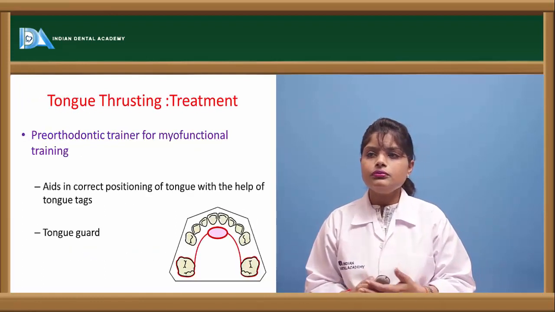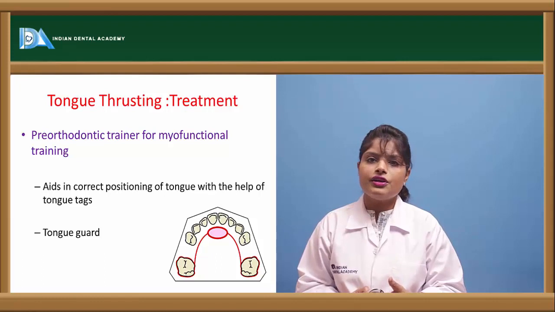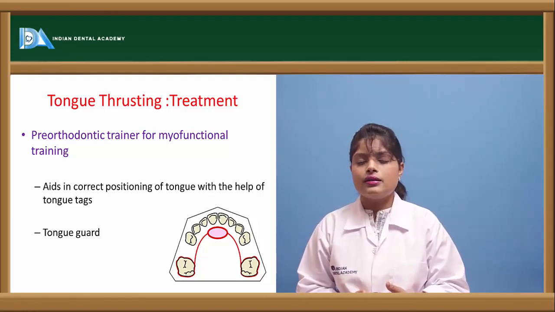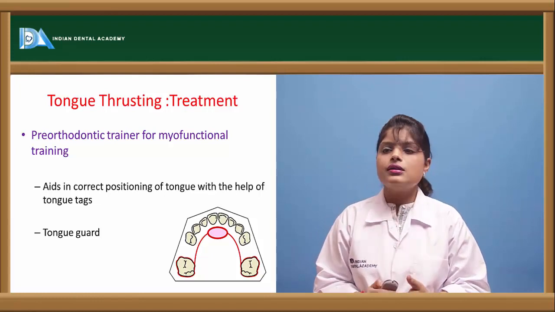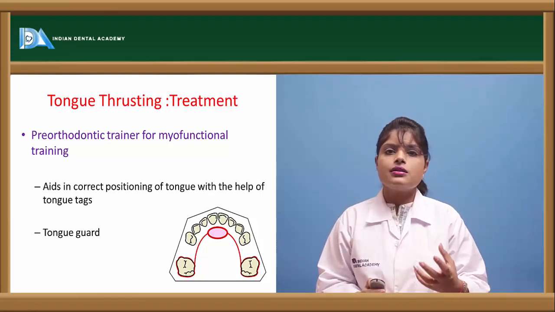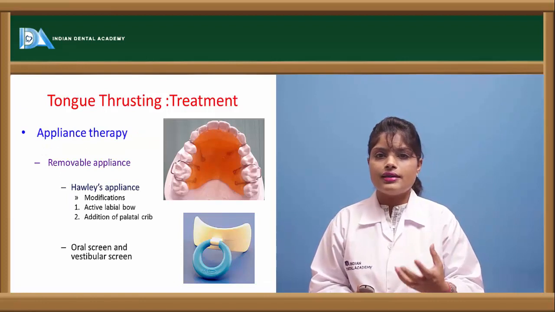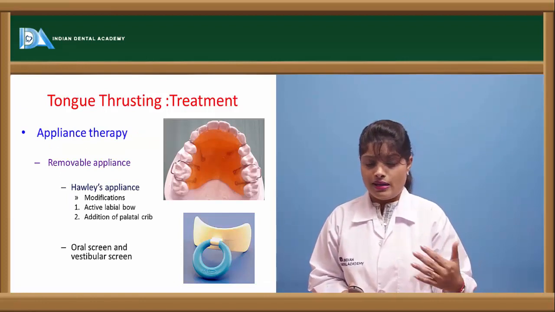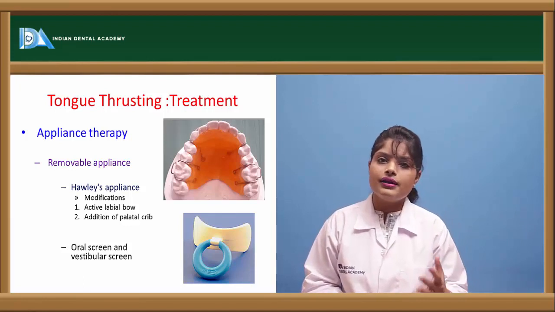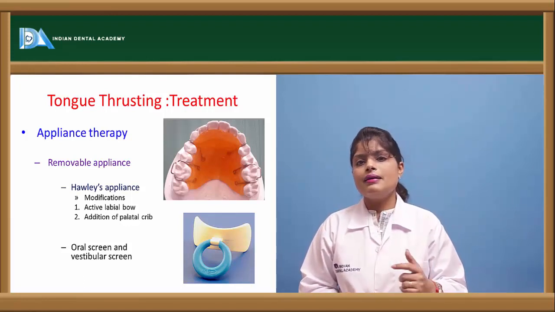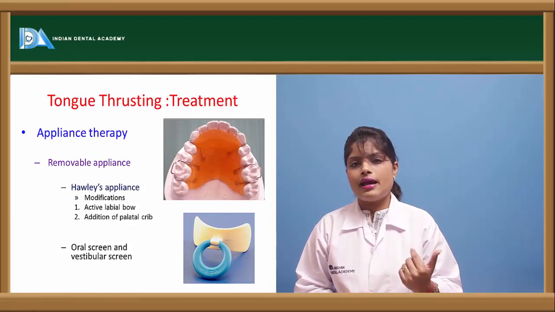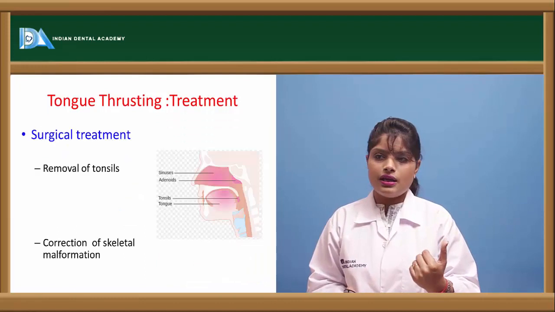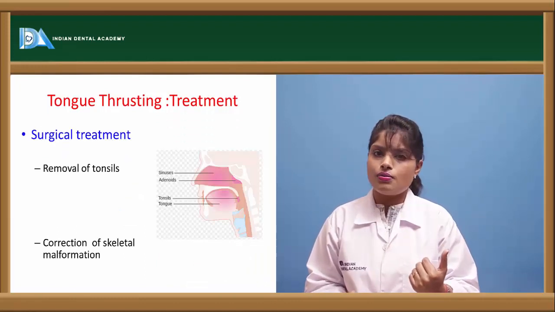Then the pre-orthodontic trainer or myofunctional appliances can be given which prevent the tongue from coming in between the teeth. The tongue guards, the mouth guards, the hay rakes, or the Hawley's appliance modification by means of an active labial bow, and an added tongue crib can be applied to the Hawley's appliance to prevent the tongue from thrusting in between. Oral or vestibular screen is another option.